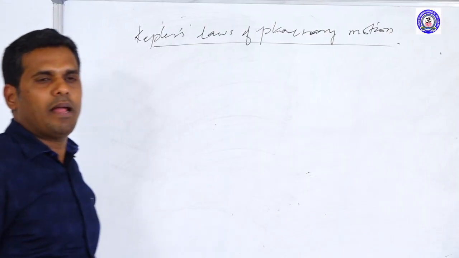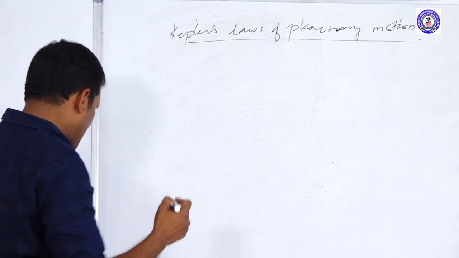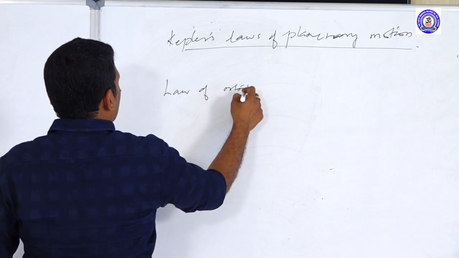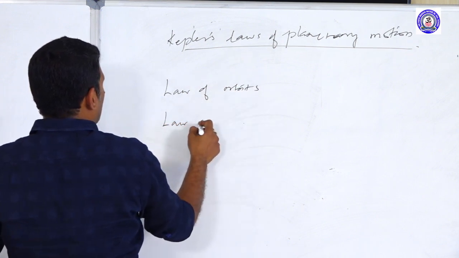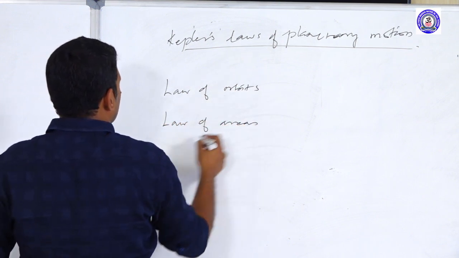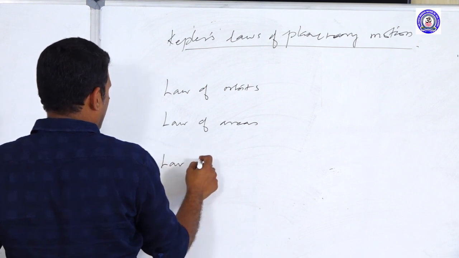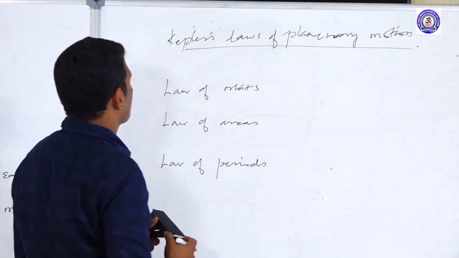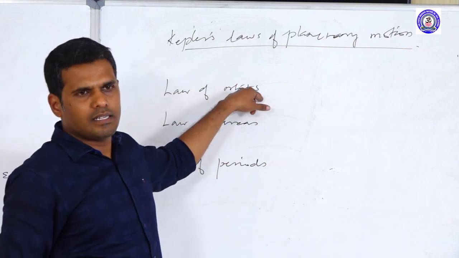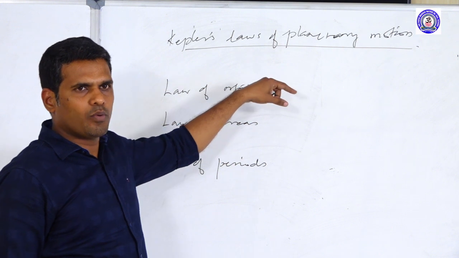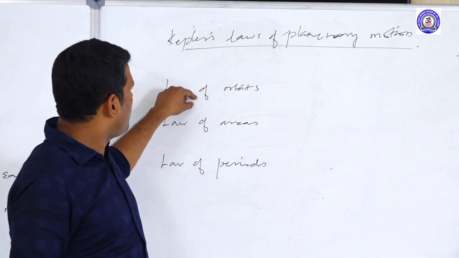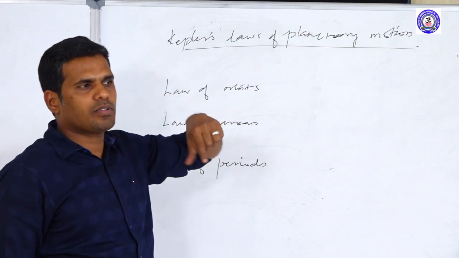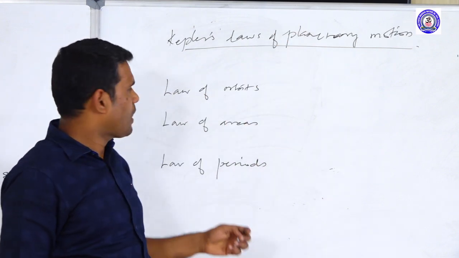Laws of planetary motion. There are three laws. One is the law of orbits, the second is the law of areas, and the third is the law of periods. The law of orbits states that each planet revolves around the sun in an elliptical orbit with the sun at one of its foci.